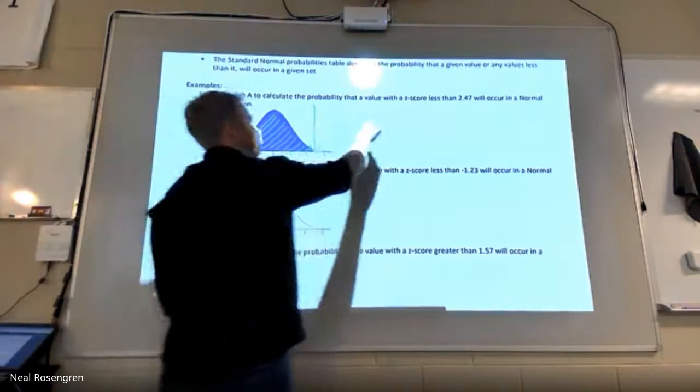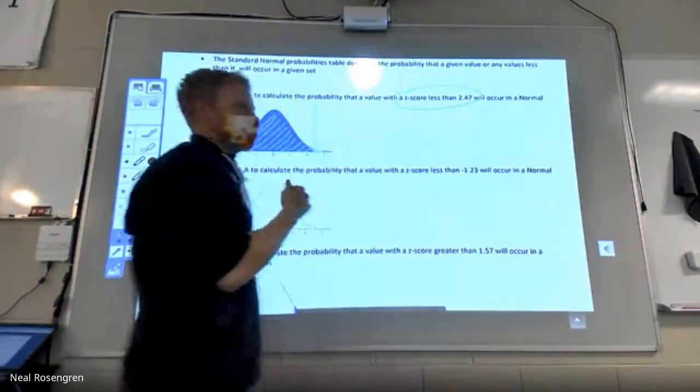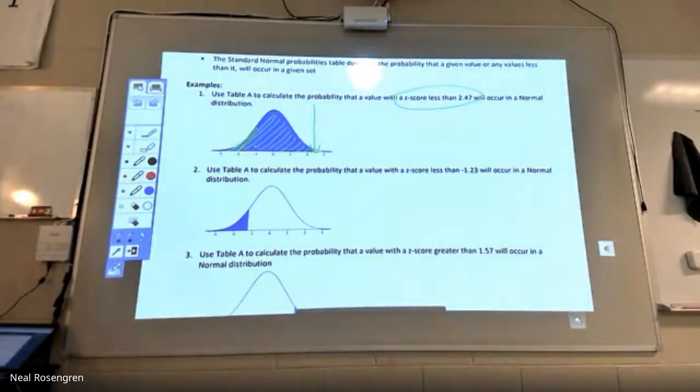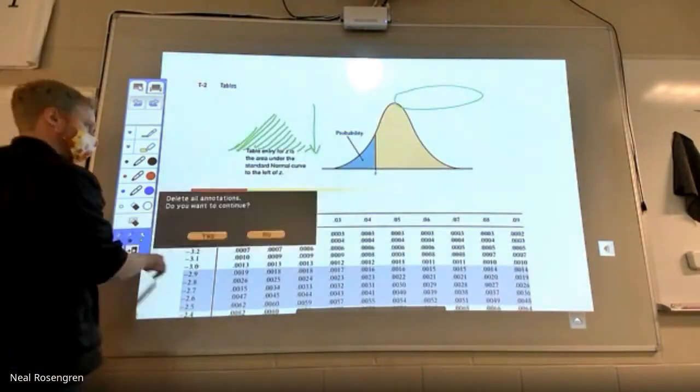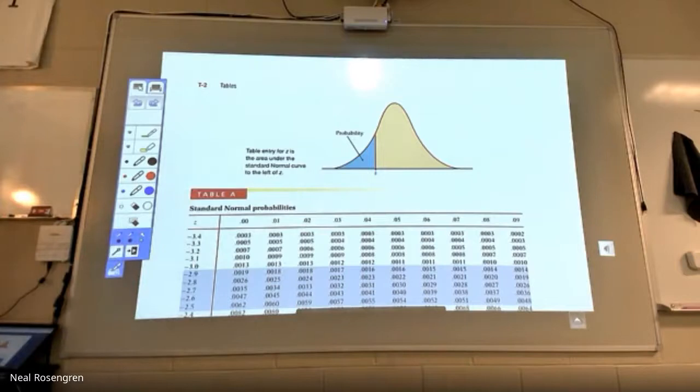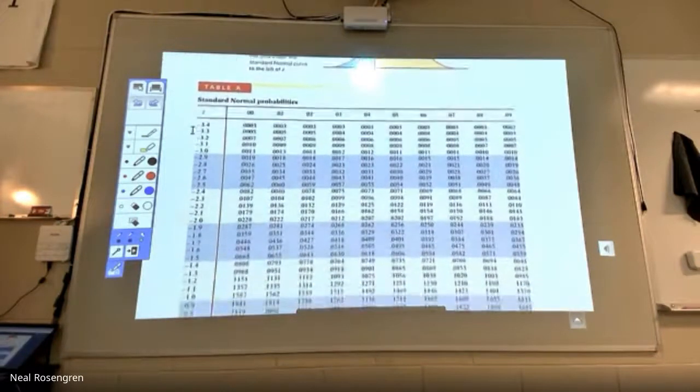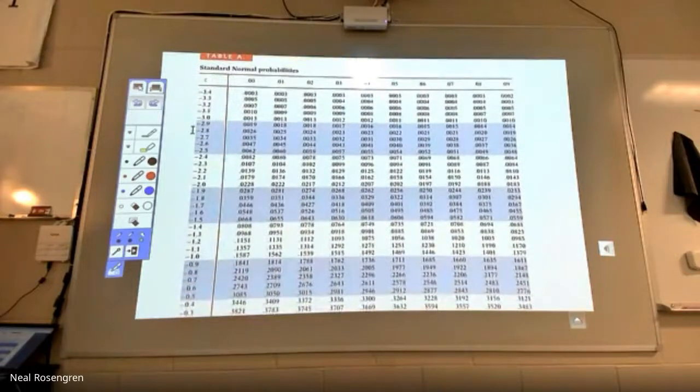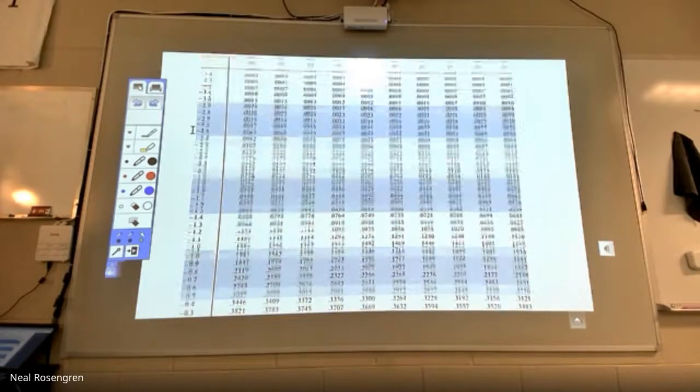All right, my z-score is 2.47. That's my number, and what I'm trying to figure out is the probability of that taking place. So we jump to table A. We say, all right, 2.47. Well, I've got to figure out what side I'm supposed to be on. The first side is all your negatives. I don't need the negatives. I want the positive side, so I flip to the back.